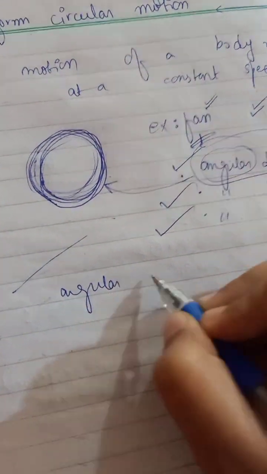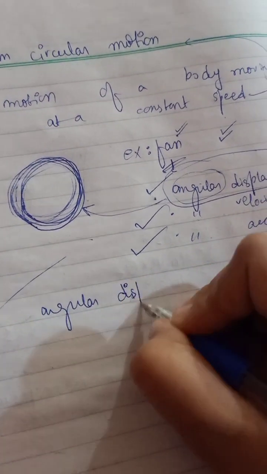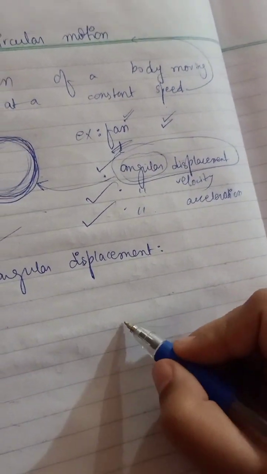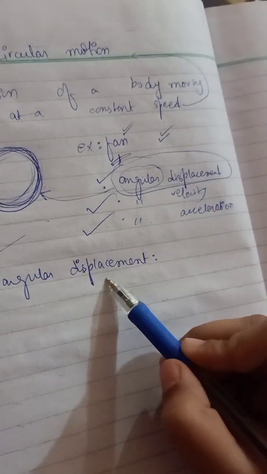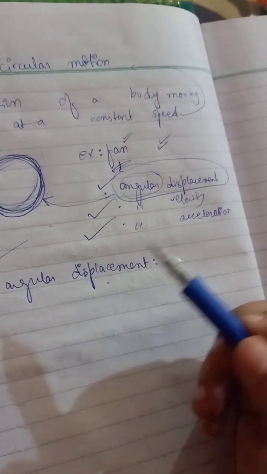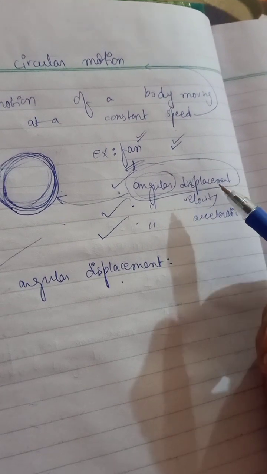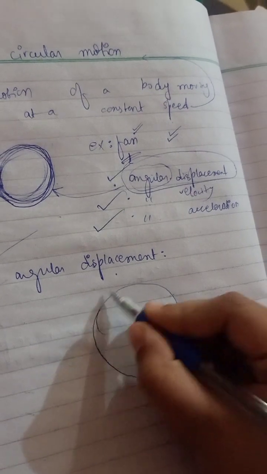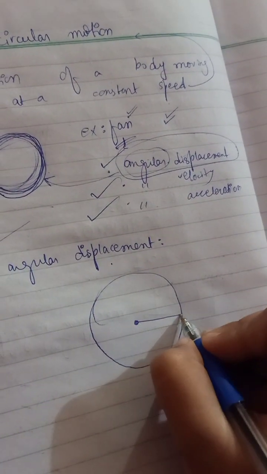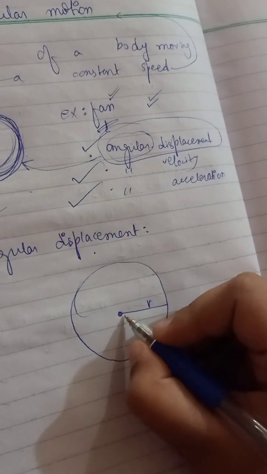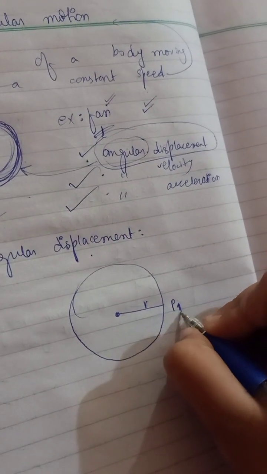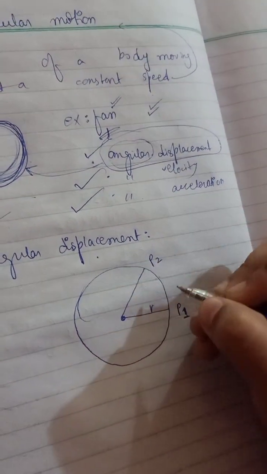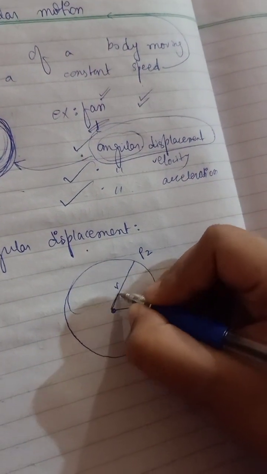First of all, let me tell you what angular displacement is, with the help of a diagram. Angular displacement is covered when a body is moving in circular motion. For example, a body is moving. This is the radius of the body. This is position 1 of the body, and after some time the body moves here, and this is position 2 of the body, and this is the radius of the same body.